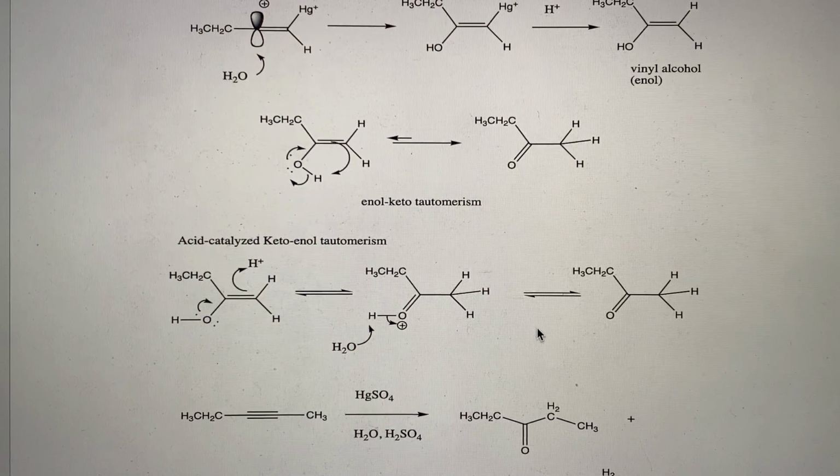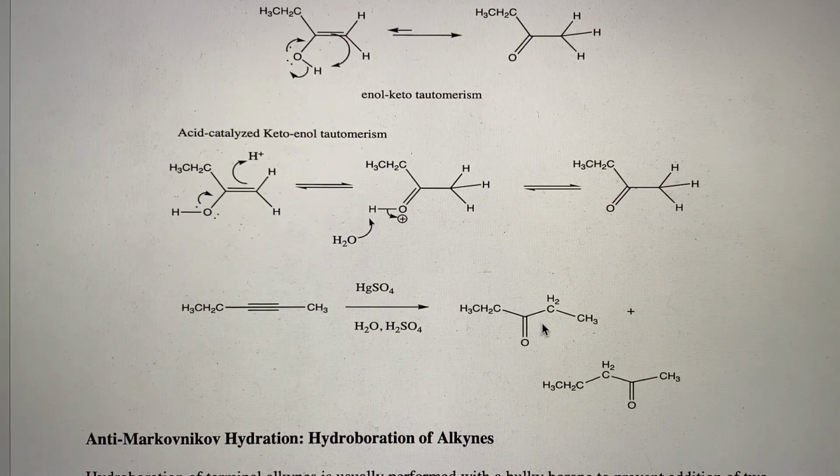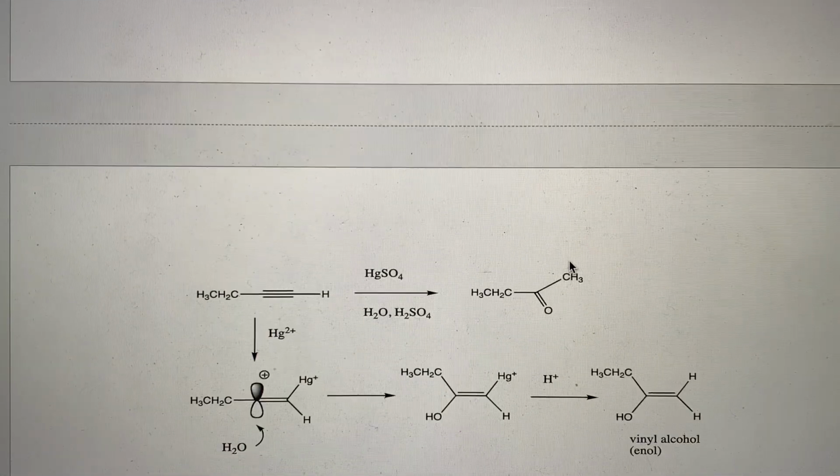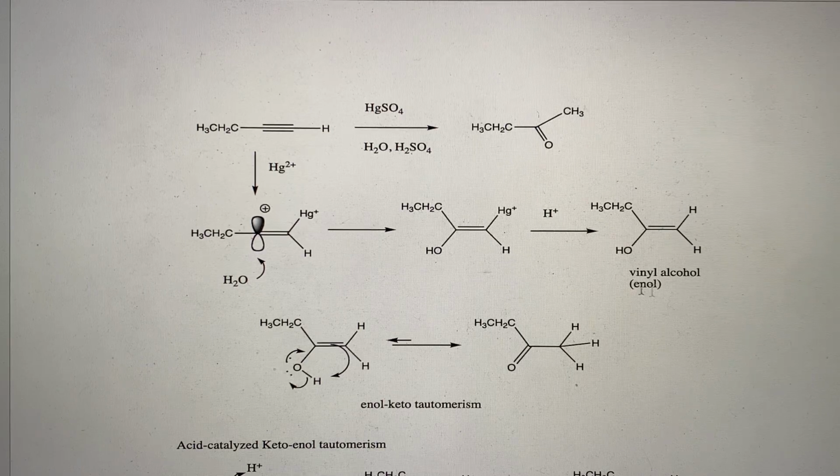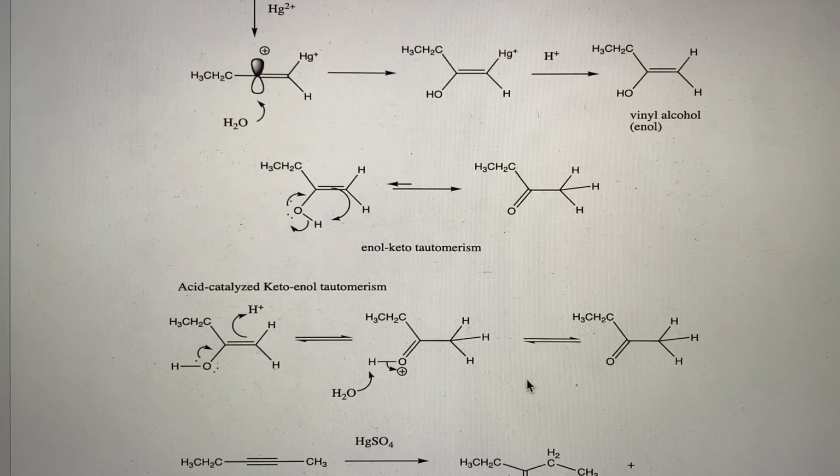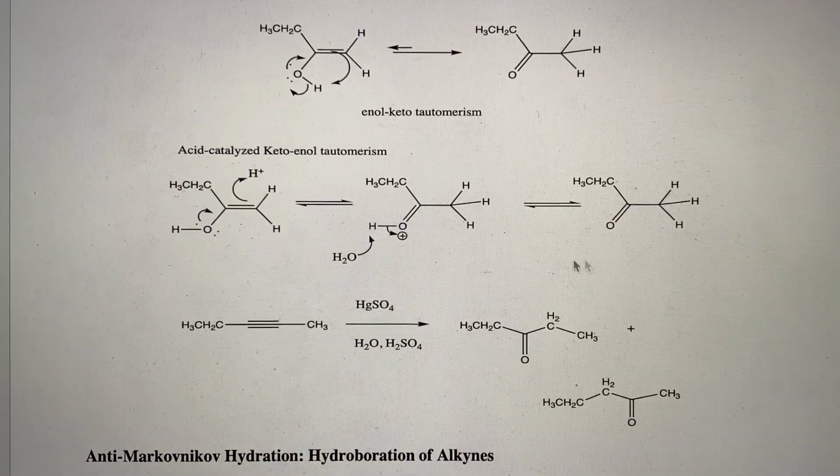And so that's addition of water. So when you add water to a triple bond, it becomes an enol and then becomes a ketone. Okay, or aldehyde, depends on where. The acid catalyzed, this can go by itself, or you can throw in a little bit of acid and it will rearrange into a ketone as well.